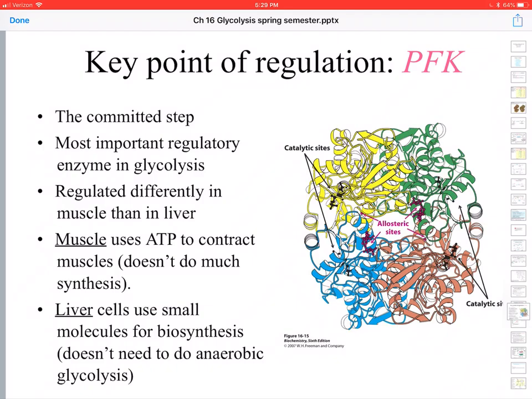Let's look at the right side of this slide. This shows a schematic diagram of PFK. Notice it's got 4 different subunits. Each of those subunits has a catalytic site. So there are 4 catalytic sites. Each of those subunits also has allosteric sites.